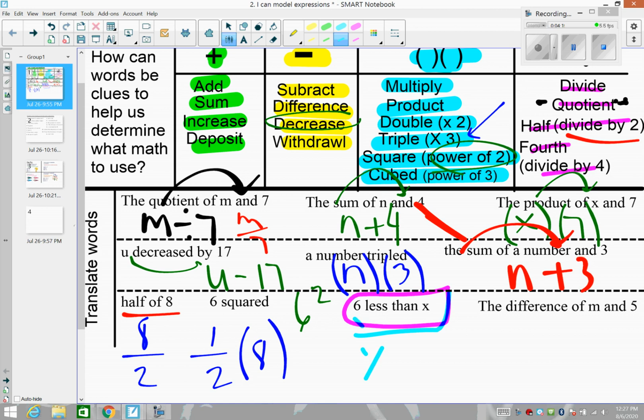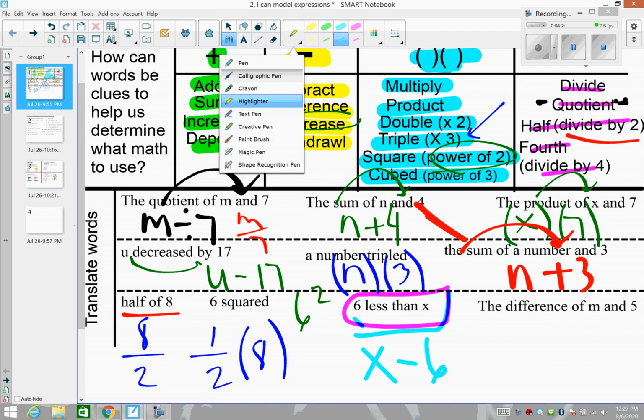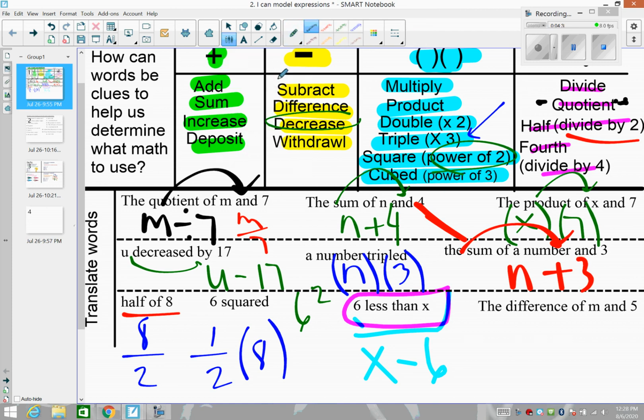So it actually becomes x minus 6. So whatever x is, we want to take 6 away from that. So that one's a little bit tricky. That's my big purple box. Tricky, tricky, tricky. That one will come back in the practice set as well. That's just one that almost everybody struggles on.